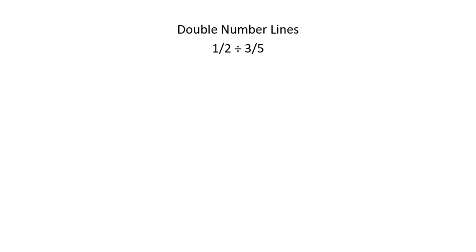Okay, I want to do a couple more examples of this, and then we'll look at the algorithm. So now let's look at 1/2 divided by 3/5. And in the previous problems, the divisor has had a relatively straightforward numerator. In this case, because the numerator is 3, we have to work this out a little bit differently with the double number line. So let's draw our number line.